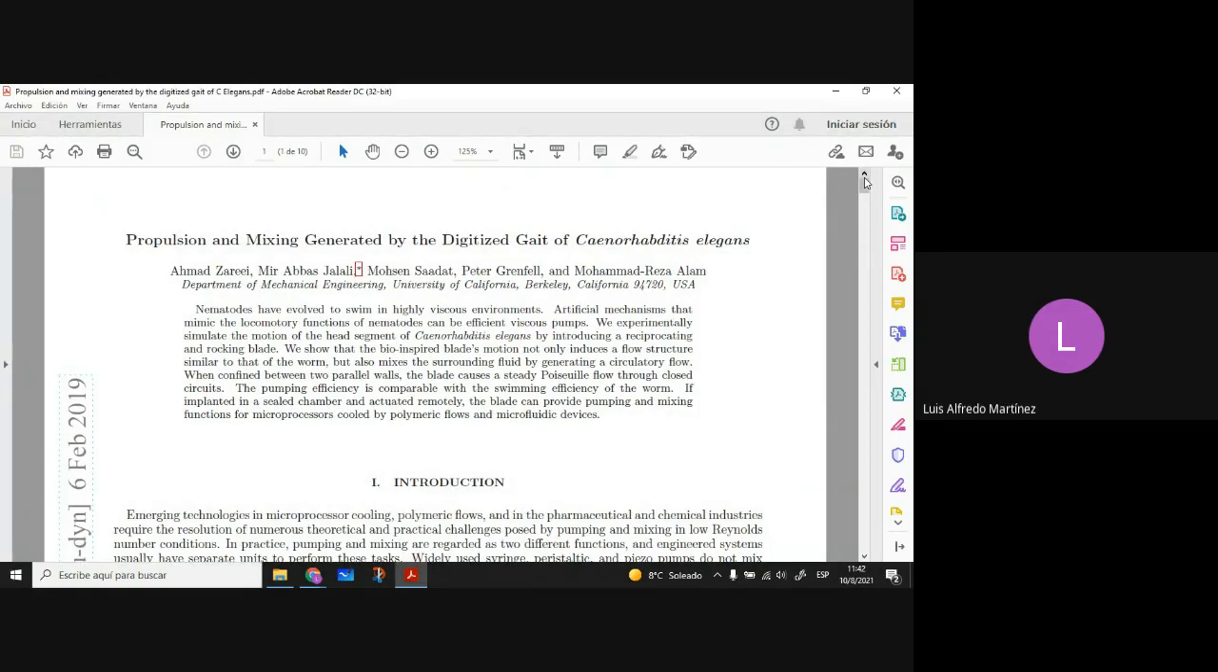Today, I will talk about this paper, propulsion and mixing generated by the digitized flight of C. elegans. This paper cites the paper that deals with the dynamics of C. elegans and that I spoke about last week. In this paper, they experimentally simulate the motion of the head segment of C. elegans by introducing a reciprocating and rocking blade.